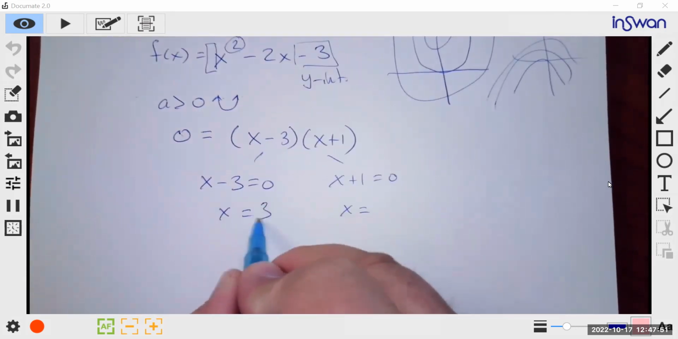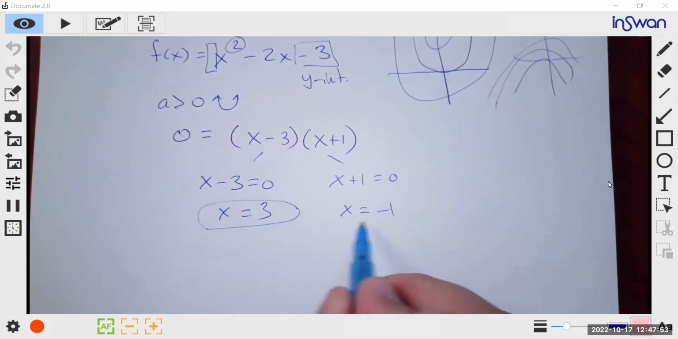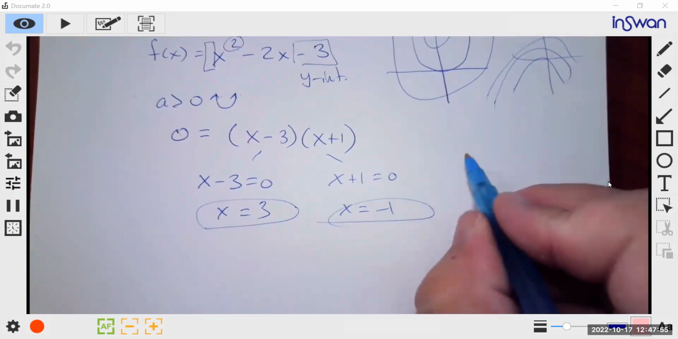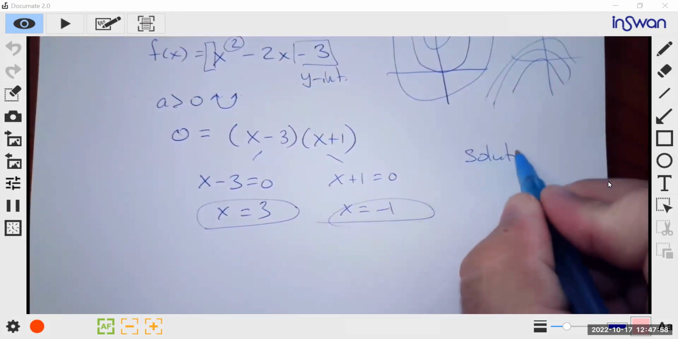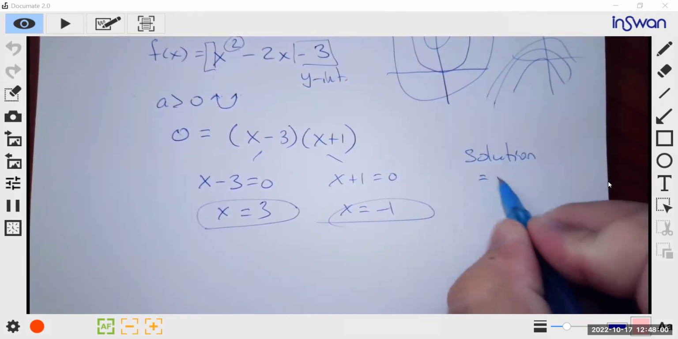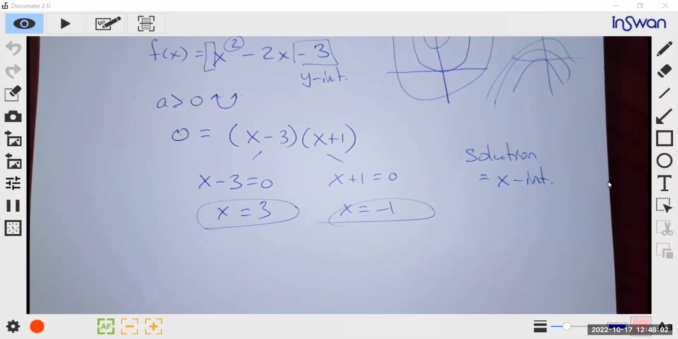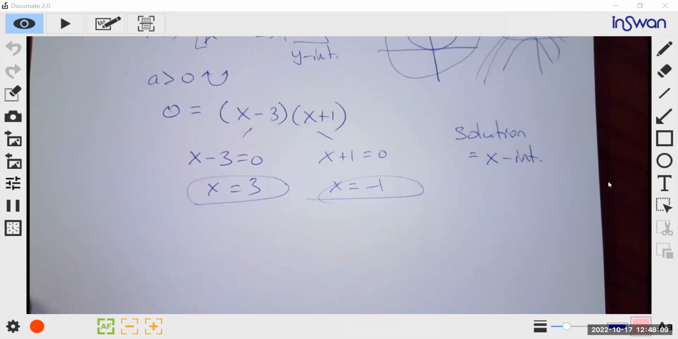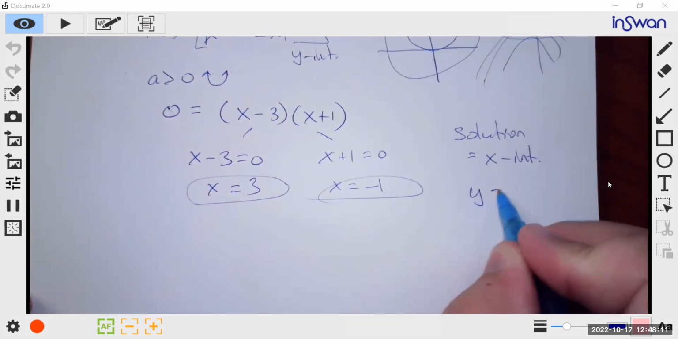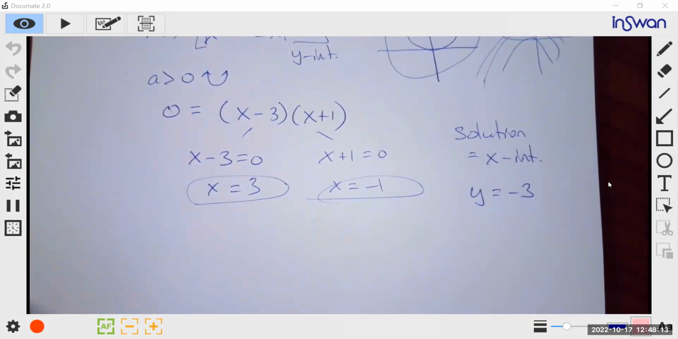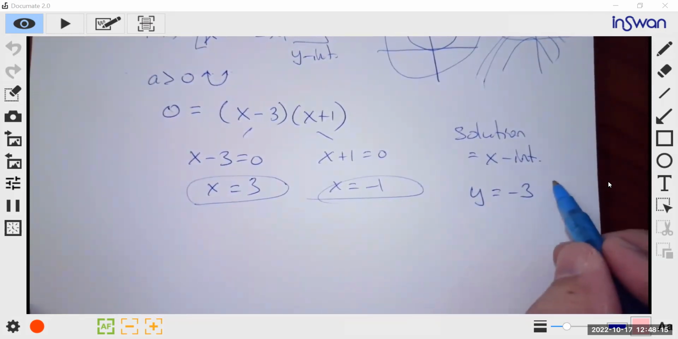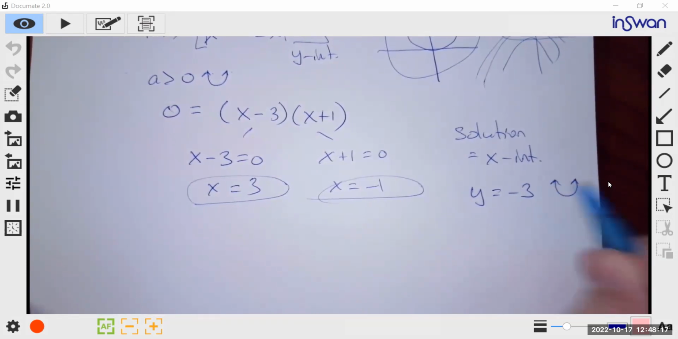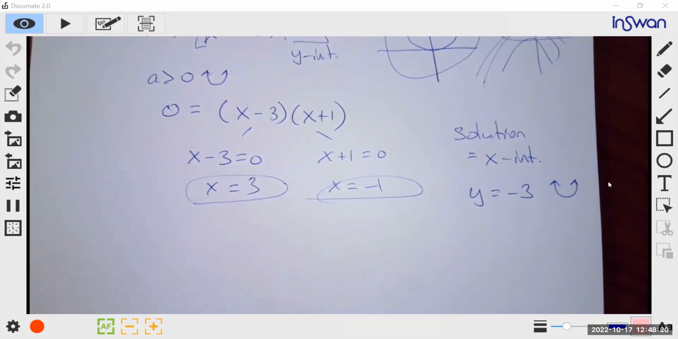1 and 3. So what do these represent? What's another name for solution? X-intercept. So now we know the y-intercept and the x-intercepts. And the y-intercept is at -3. We know it opens up. We know that both ends point the same direction. So we're already picturing the graph.